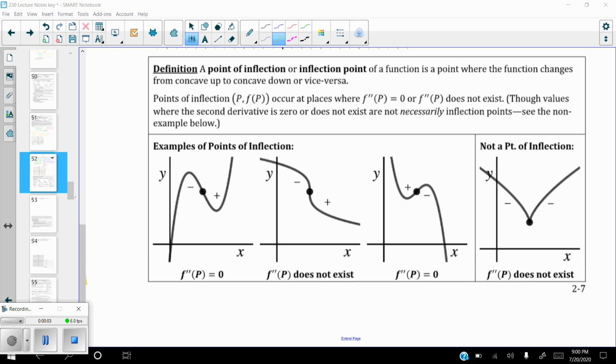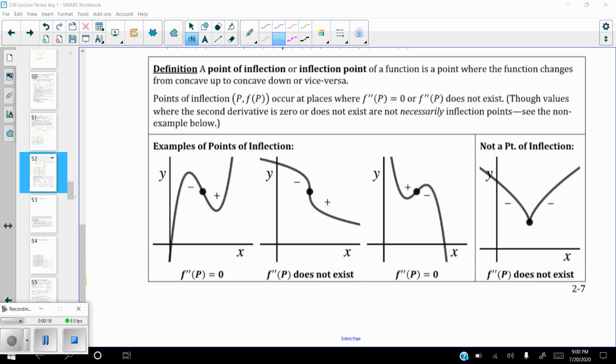All right, this is section 2.2, video 2. So we're going to finish this one up. We're going to define what we talked about very briefly in the previous video, something which is called a point of inflection, or easier to say, inflection point.